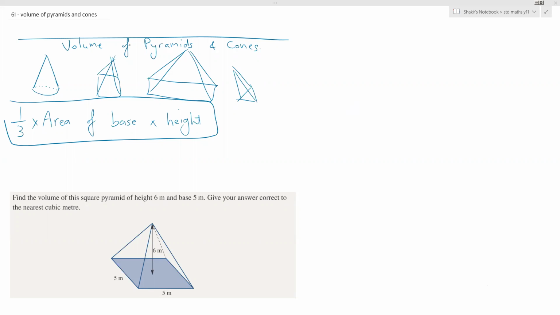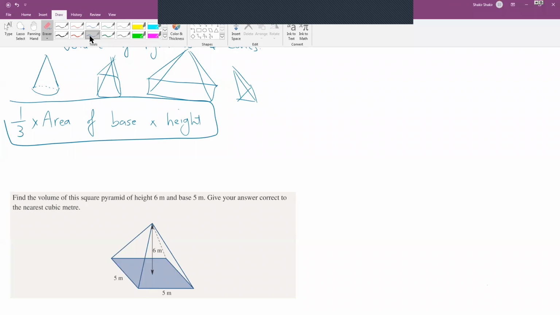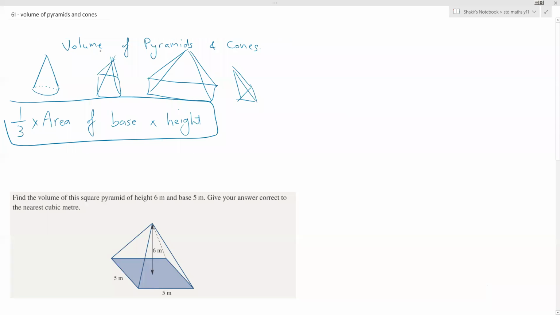Today we are doing volumes of pyramids and cones. So, pyramid or a cone? Here are a few examples. The first one, that's a cone. That's a pyramid. That's also a pyramid. That's also a pyramid. Obviously, there are three types of pyramids here.